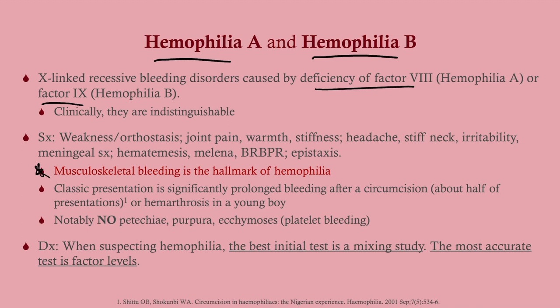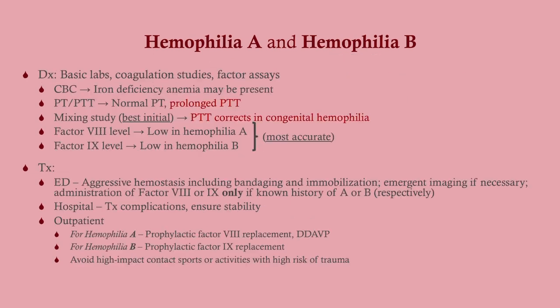To diagnose, if you suspect hemophilia, the best initial test is a mixing study. Now, on CCS, that's probably not going to be part of your initial orders, but this is the best thing to do once you really start thinking that this is hemophilia. However, the most accurate test is factor levels, because that tells you exactly how much factor you've got. So it's pretty definitive. For your basic labs, I would start with the CBC just to check and see if they're iron deficient, and you can get a look at their platelets too. But you want to know if this patient is iron deficient because we'll need to replace that.